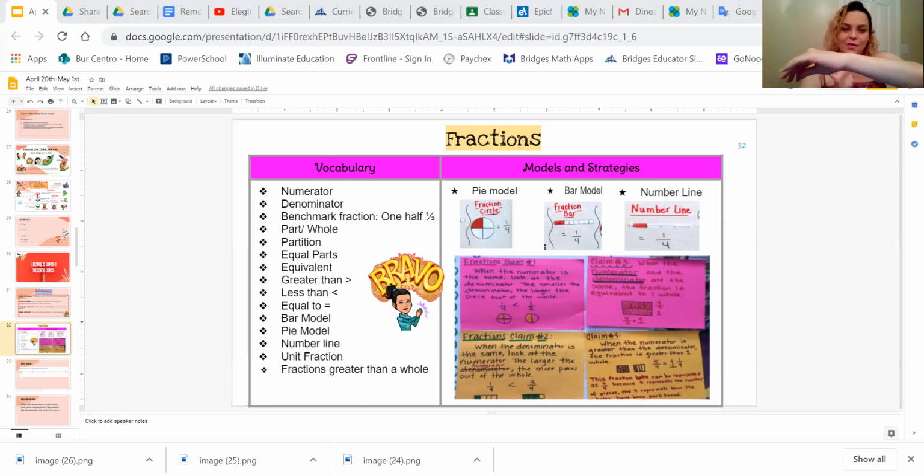We have part and then whole, partition, equal parts, equivalent, greater than, less than, equal to. We have bar model, pie model, number line, unit fraction, and fractions greater than a whole. I've already mentioned those models and strategies, but here are visuals for it: a pie model, bar model, and number line. And of course we have our fraction claims, but we're not going to go into those right now at least. So I'm going to stop sharing this screen so I can share my other screen. One second while I do that.